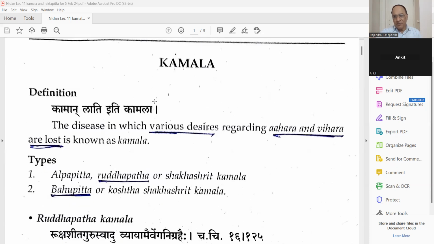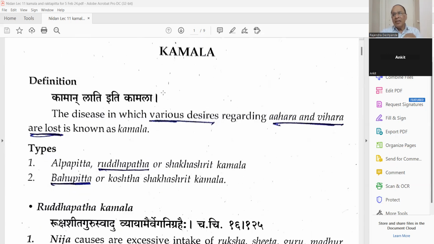First is the definition. Kamanlati iti Kamala. Very simple, you must remember. Kamanlati. What does that mean? It destroys your every desire. You don't want to eat. Anorexia, loss of appetite. You don't want to go to the college. The person doesn't want to go to office. Doesn't want to go to business.